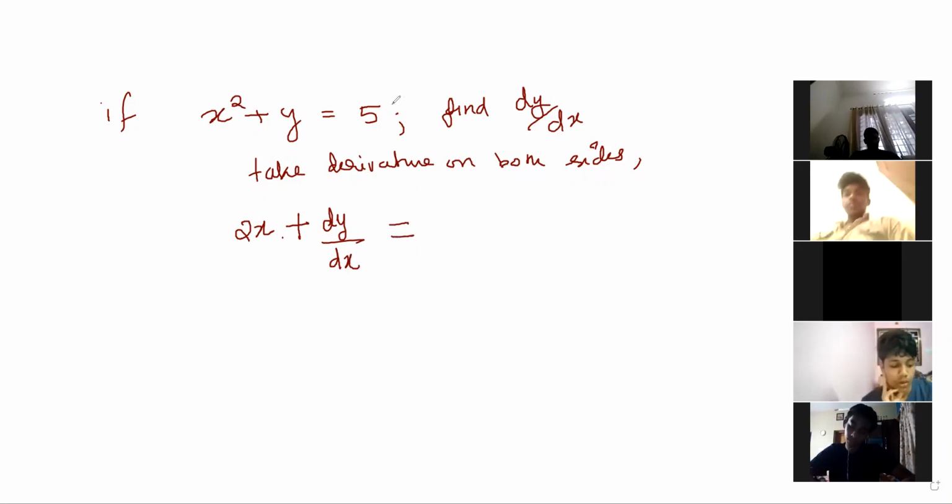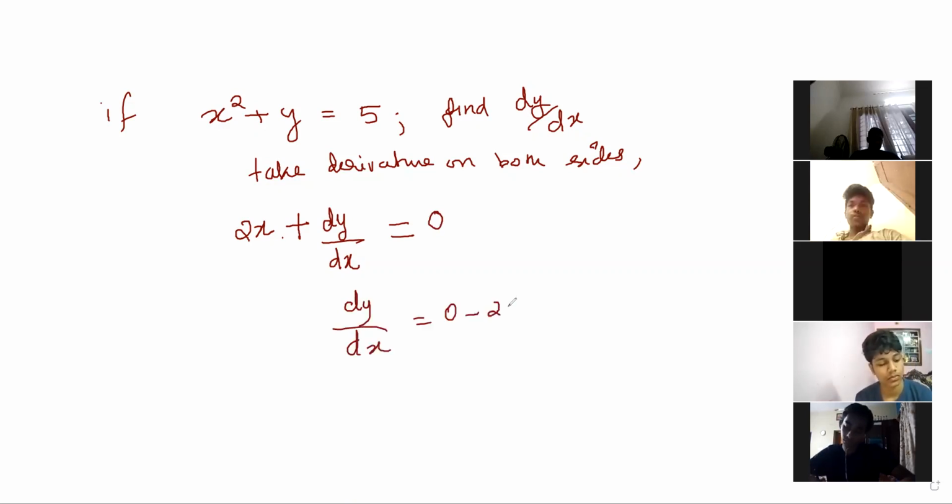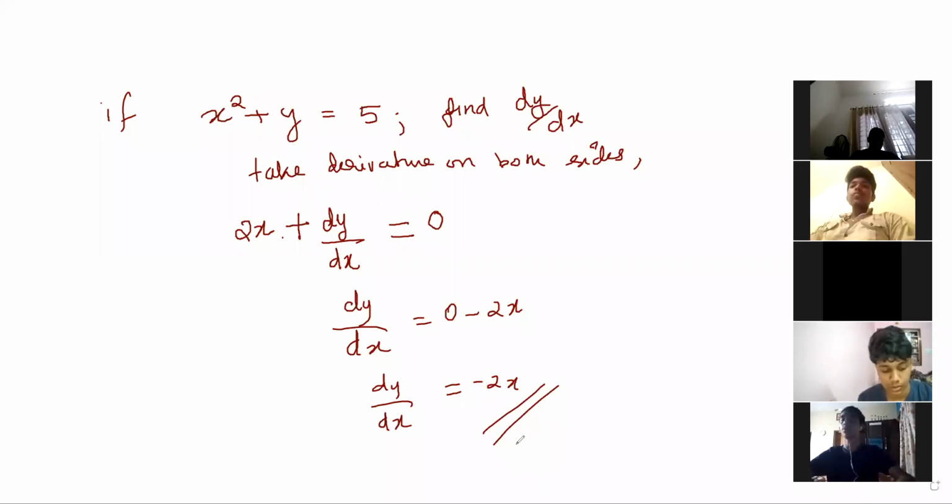That is equal to derivative of 5. What is derivative of 5? What is derivative of 5? 0. Yeah, 0. So what is dy by dx? dy by dx is equal to 0 minus 2x. That is dy by dx is equal to minus 2x. So the question will have x and y will be a function of x. So when you take derivative of y, you have to do dy by dx.